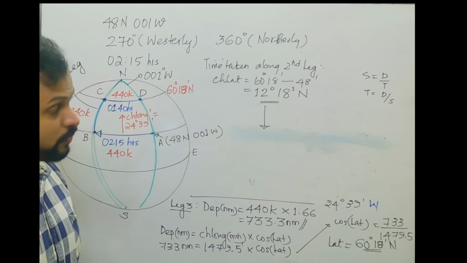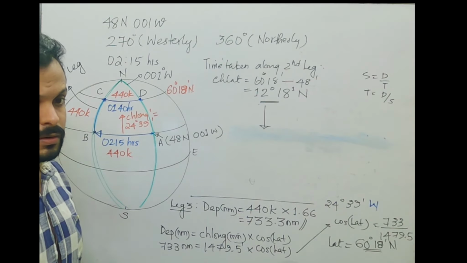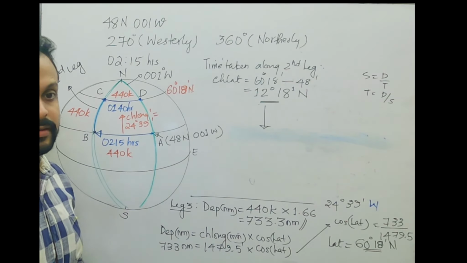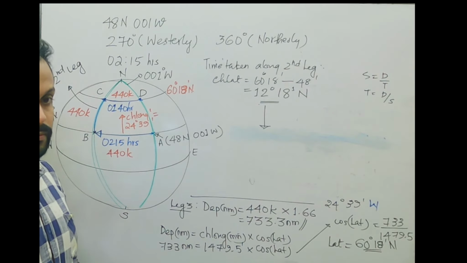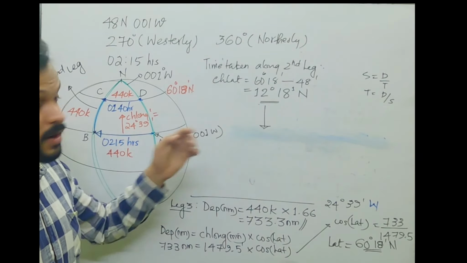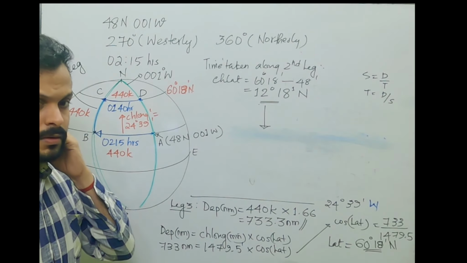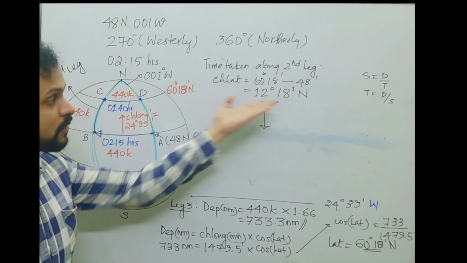Divide by 60? No. Divide by 60 is his answer: 12 degrees 18 minutes, so you divide by 60. Yeah. 1 degree is equal to 60 nautical miles. Yes, for that, 1 minute is equal to 1 nautical mile. So you have to convert this to minutes first.